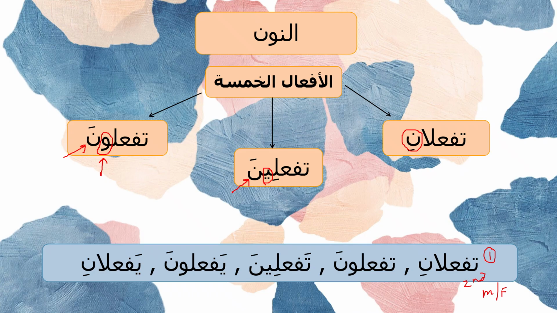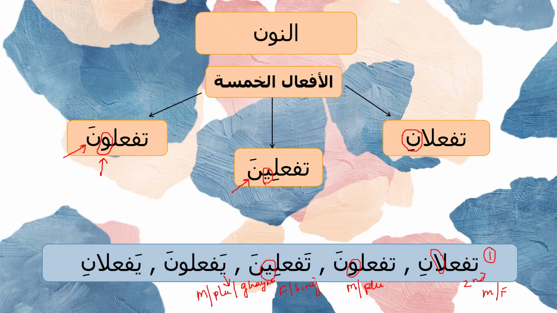Taf'aluna, with the ta, tells you it is the second person male plural with the waw al jama'a. As you can see, the damirs here. Then taf'alina, this is for the feminine. This is the damir ya mukhatiba, and this is for feminine singular. Then yaf'aluna, this is from the ghaib. The ya tells you it is the male plural from the ghaib.